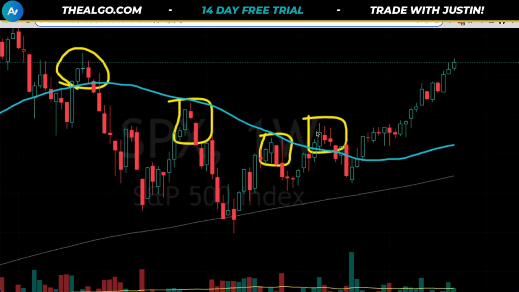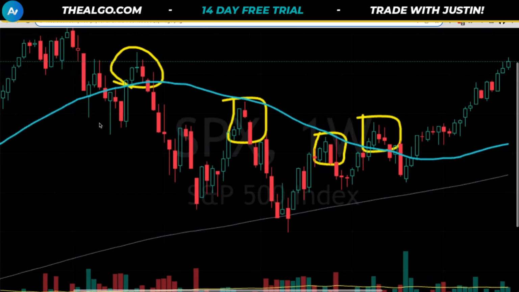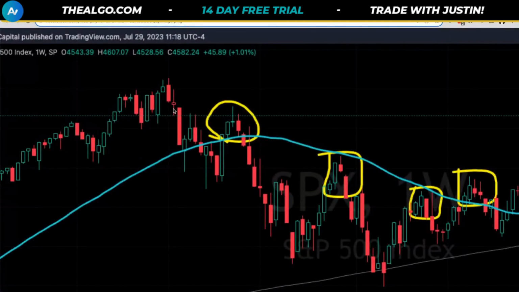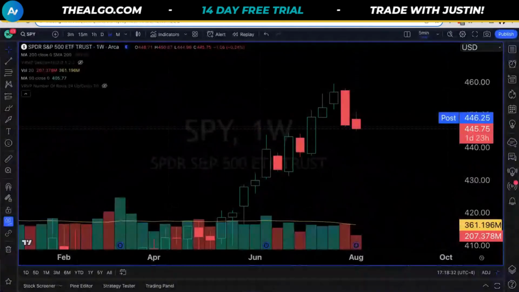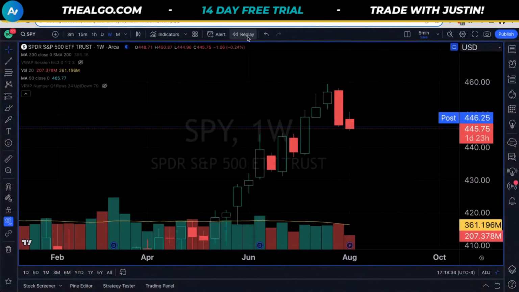That led to either a pullback or a crash. It even happened at the all-time high up here too. 2 red in a row, below the previous candle low, boom, there's a slam. So the S&P is flashing that it could be headed for a crash.